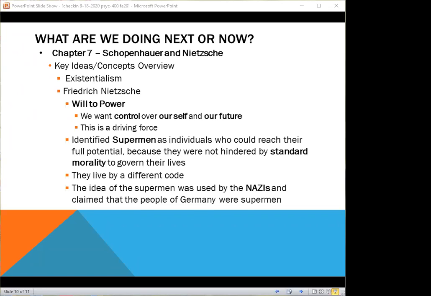And so the idea of the Superman was used by the Nazi Party when they rose to power in Germany, and the idea that they were promoting the notion that the German people were the Superman, and therefore they would do whatever would be necessary because they operated by a different standard of morality.